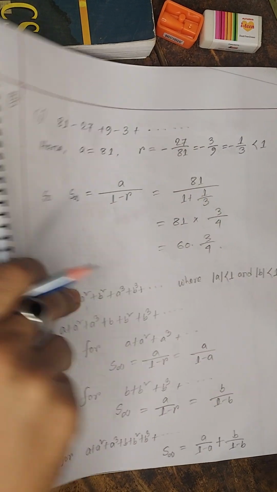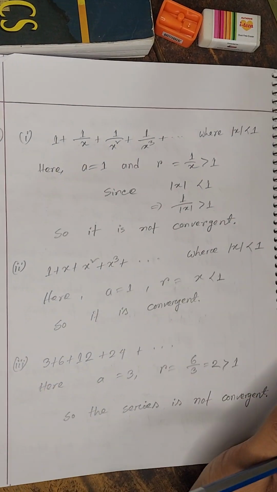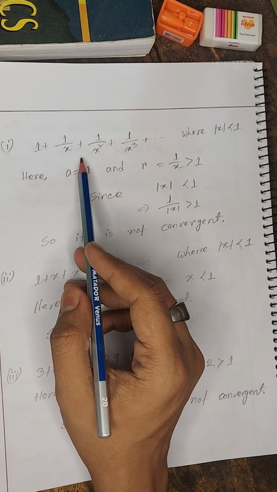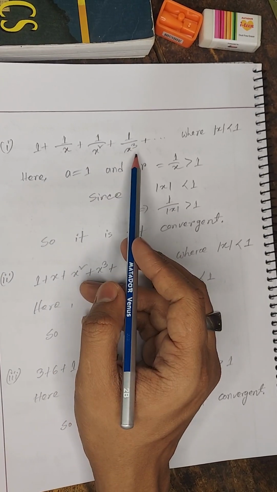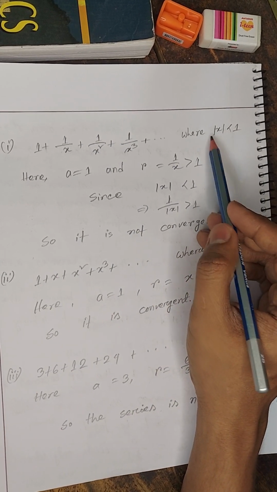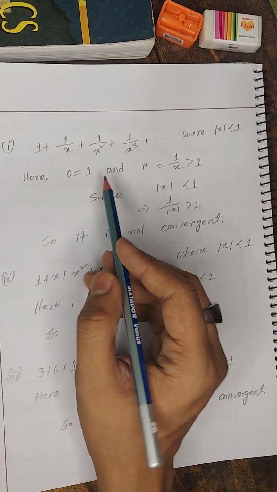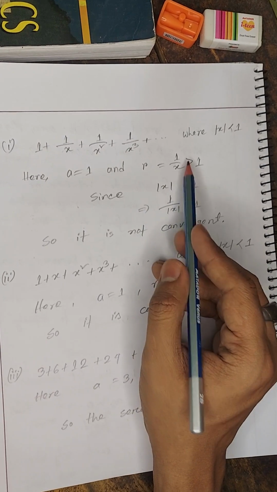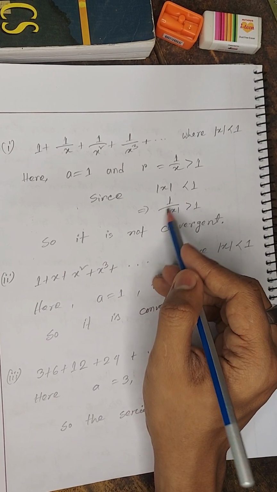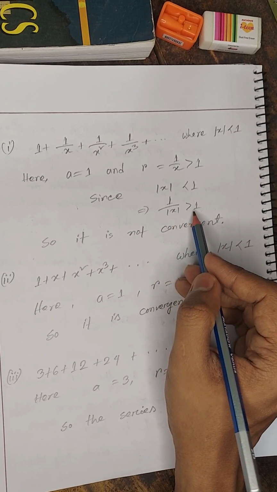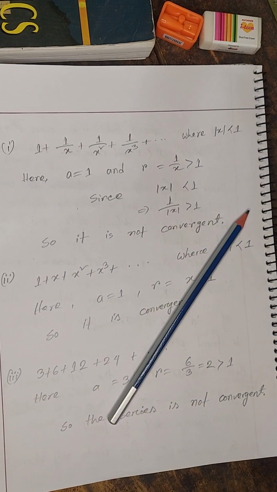Now I am going to show you some problems using this formula. Here we are given a series: 1 plus 1 by x, 1 by x square and 1 by x cube, where the absolute value of x is less than 1. So the first term a is 1, and the common ratio is 1 by x. If the absolute value of x is less than 1, then if we reverse it, 1 by x must be greater than 1, according to the rule of inequality, right?